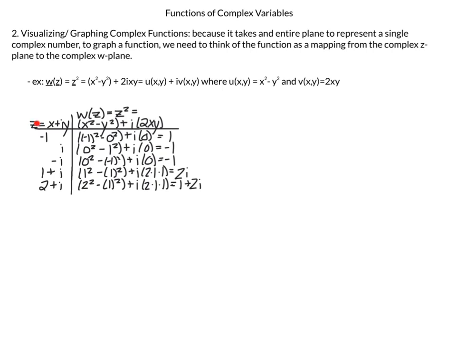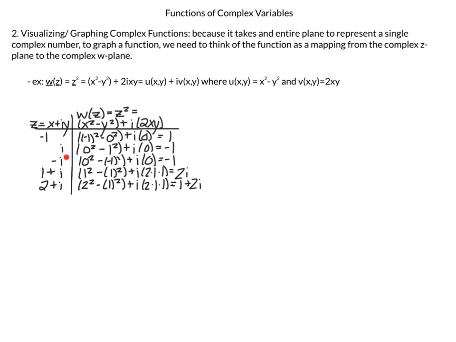So here I chose some input for z, which is equal to x plus iy. I chose negative 1, i, negative i, 1 plus i, and 2 plus i. And then I calculated w of z, which is z squared, using this formula here: x squared minus y squared plus i times 2xy. So over here, when z is equal to negative 1, my x value is equal to negative 1, my y value is equal to 0. So I have negative 1 squared minus 0 squared plus i times 2, and I just wrote 0 because y is equal to 0. When you multiply it out, you get 0, and you get 1.